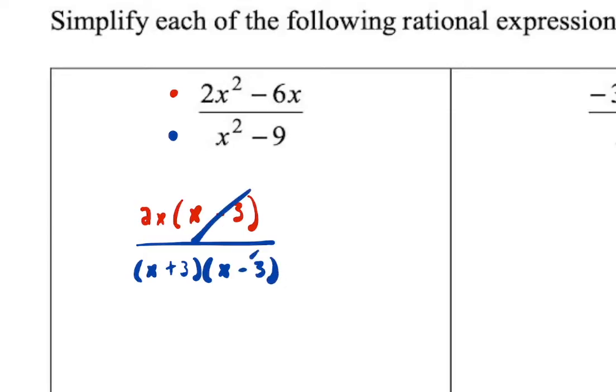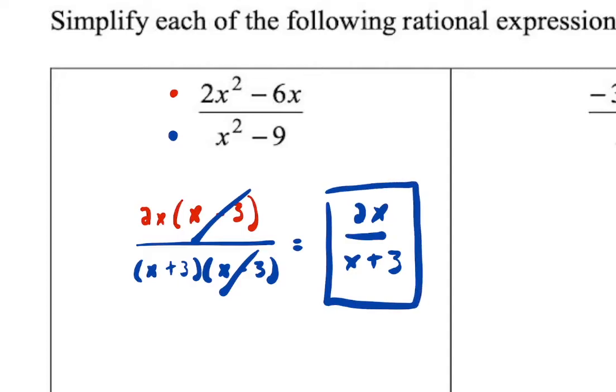So the x minus 3's would divide to make 1. Final answer here, 2x over x plus 3. So that is one example of simplification.